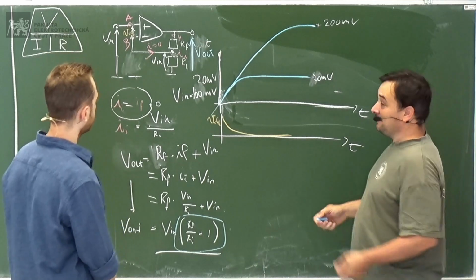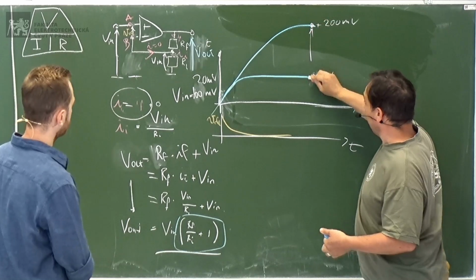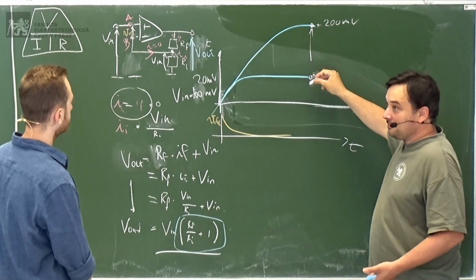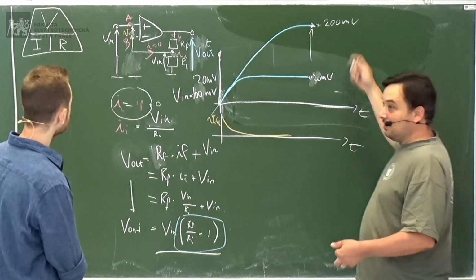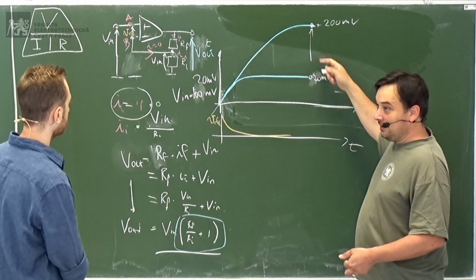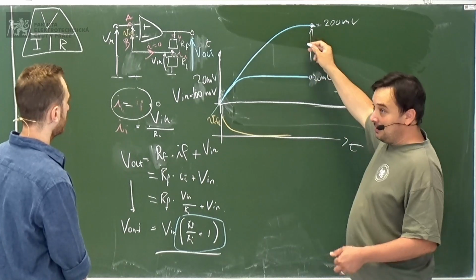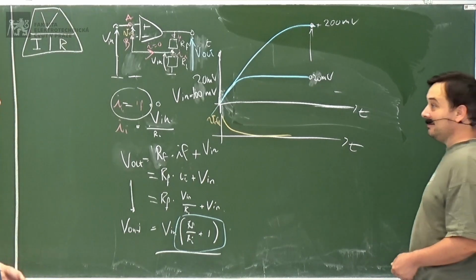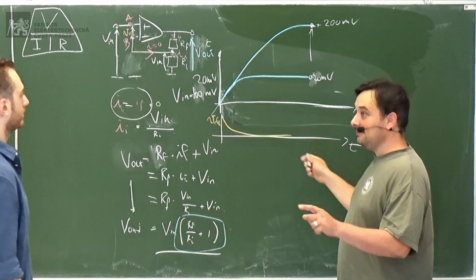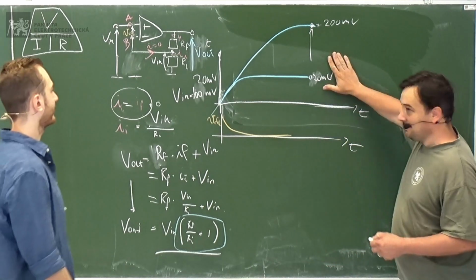But in order to arrive at 200 millivolts, it takes more time. So if you have a larger gain, the output of the op-amp will take longer to arrive. Oh, so higher gain, slower response. Exactly. We will arrive at that at the end. Now keep this figure in mind.